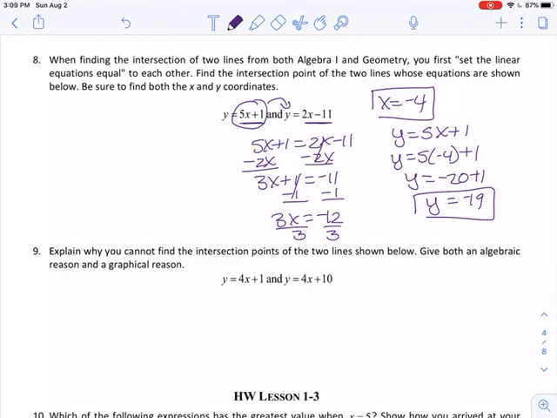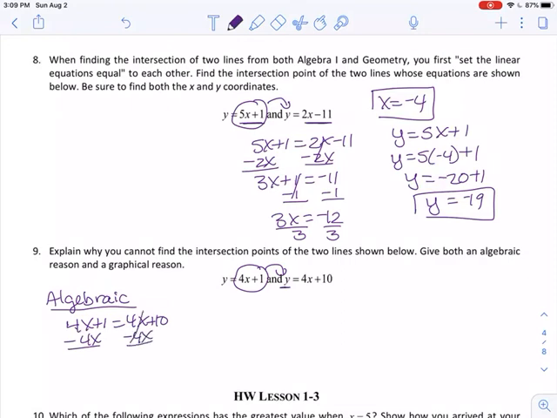Okay, and 9, explain why you cannot find the intersection points of the two lines shown below. Give both an algebraic reason and a graphical reason. So an algebraic reason, if I do the same thing that I did up above, y equals 4x plus 1. So in place of this y, I'm going to substitute 4x plus 1. So I'll do the algebraic over here on the left. So I have 4x plus 1 equals 4x plus 10.